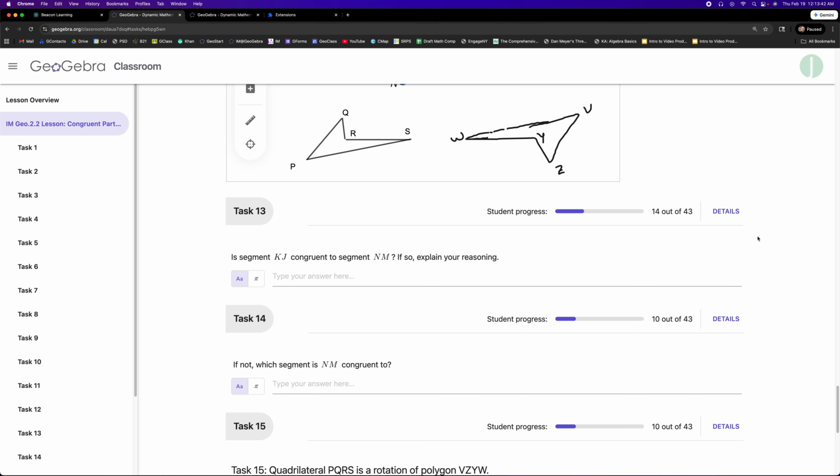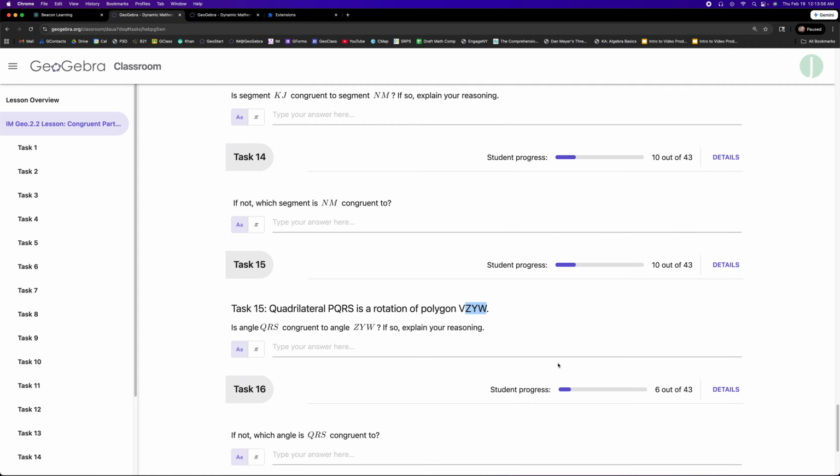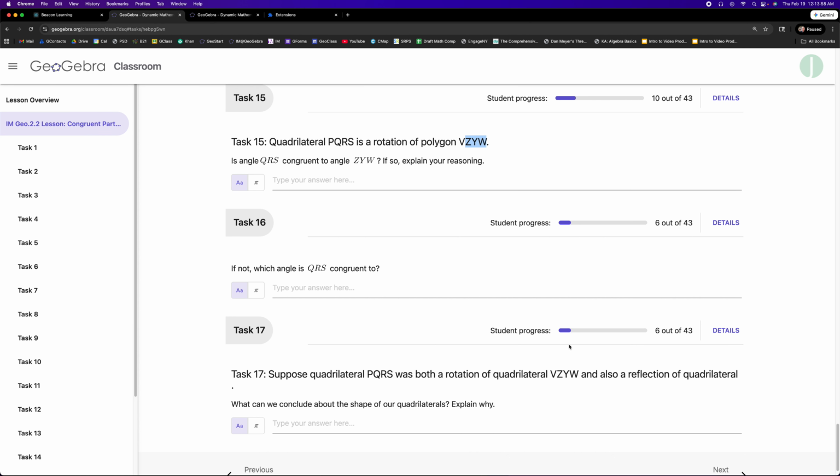So yeah, those would. Here's another tip. Notice where QRS is. Last three letters. Notice where ZYW is. Last three letters. They're going to match. Okay? All right. So the answer is, well, it is. So it is congruent to that one. So this is kind of a trick question.